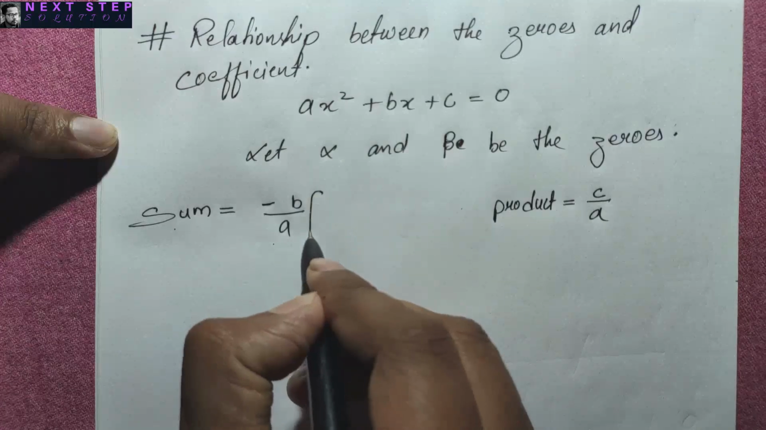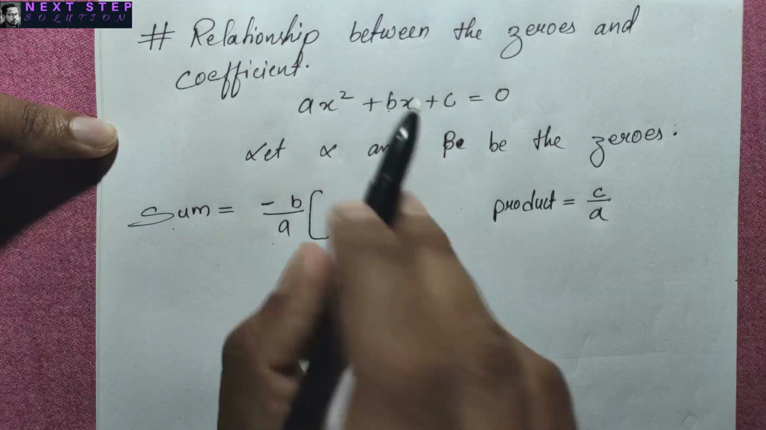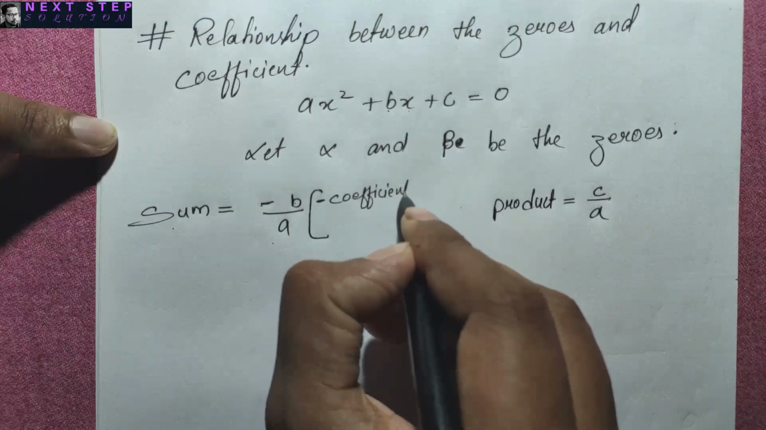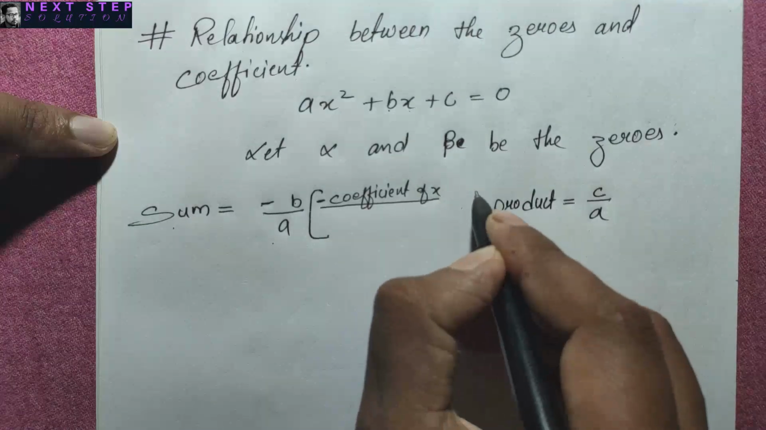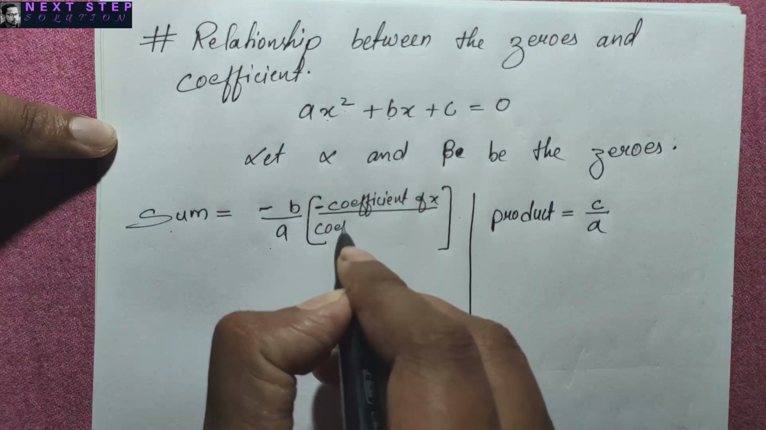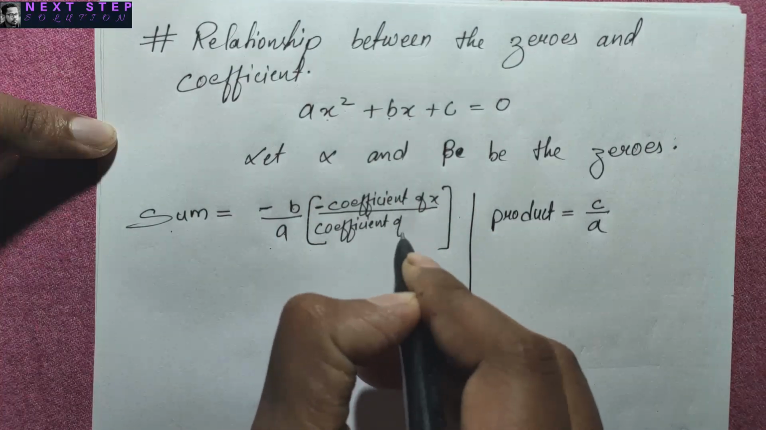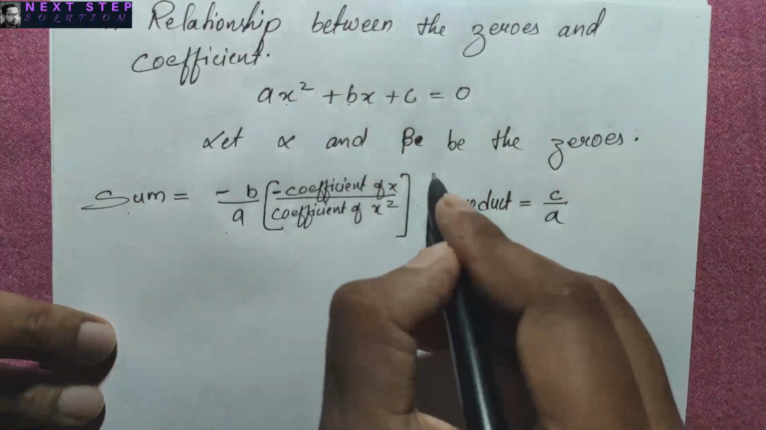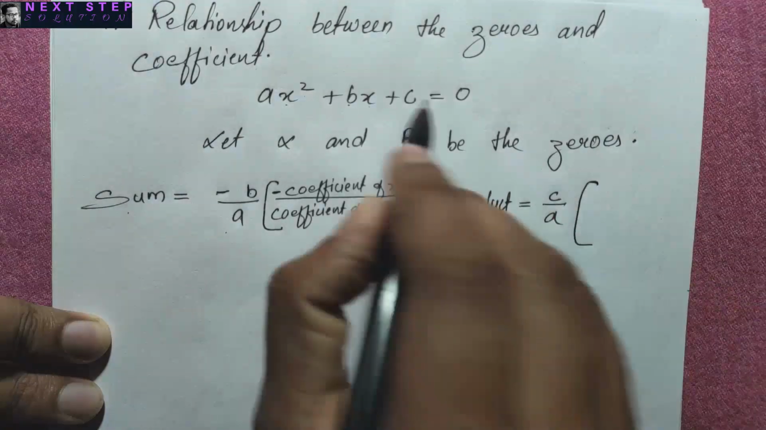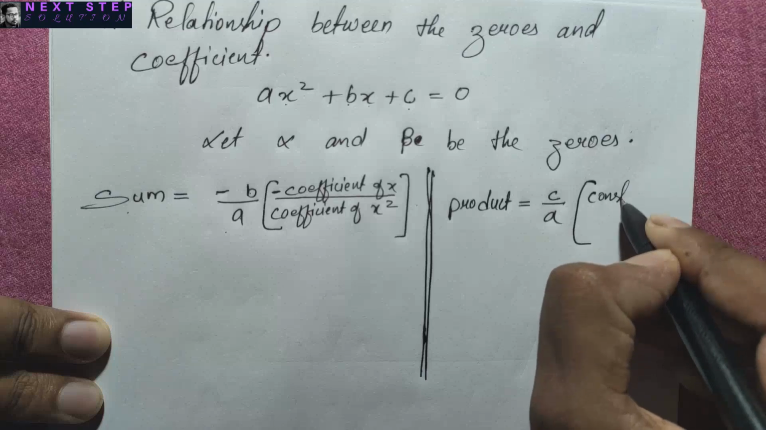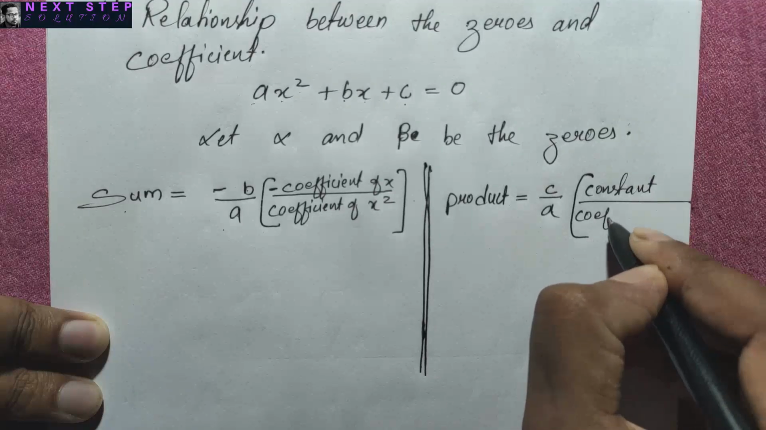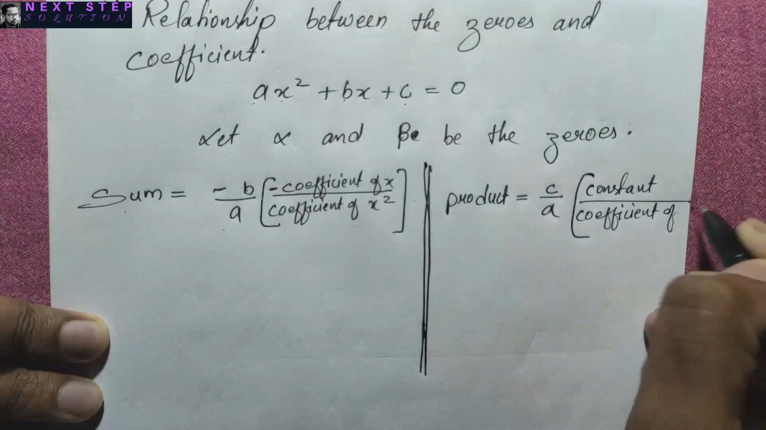Always the sum will be equal to minus b by a and the product will be equal to c by a. What is b here? You see, b is the coefficient of x. So minus is there, b is the coefficient of x, by a, where a is the coefficient of x square. Now next thing, product. In product we have c by a. What is c? C is the constant term, by a. A is the coefficient of x square.